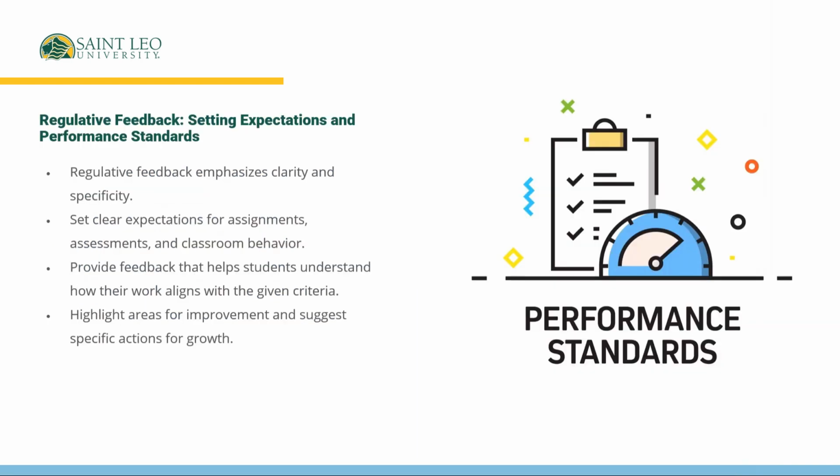So we talked about what is regulative feedback and what is emotional feedback. Now let's talk about how regulative feedback can set expectations and allow our students to perform better within our course. So regulative feedback emphasizes clarity and is specific. It sets clear expectations for our assignments, our assessments, and also our classroom behavior. It also provides feedback that helps students understand how their work aligns with the given criteria. So think checklists and rubrics. Regulative feedback highlights areas for improvement and also makes suggestions on specific actions the students can take for growth within our course.